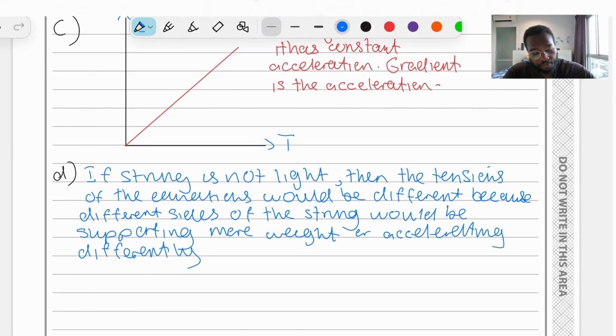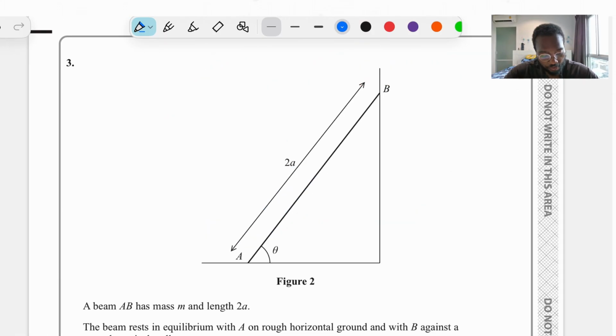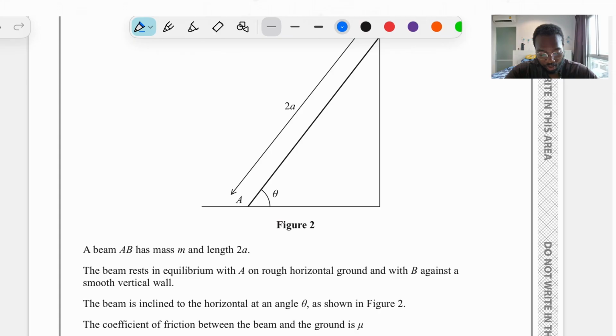That will be fine. So for question 3, we have this beam AB of mass m and length 2a. So again, they mentioned that the length is 2a. So already, I pretty much know that we're going to have to use moments at some point. We know that the beam rests in equilibrium with A on rough horizontal ground, so there's going to be friction at A, and with B on a smooth vertical wall, so there's no friction at B. It's inclined to horizontal at angle alpha. The coefficient of friction is mu.